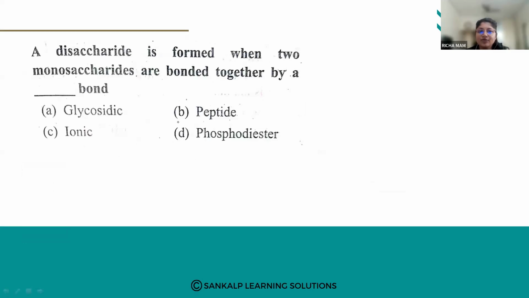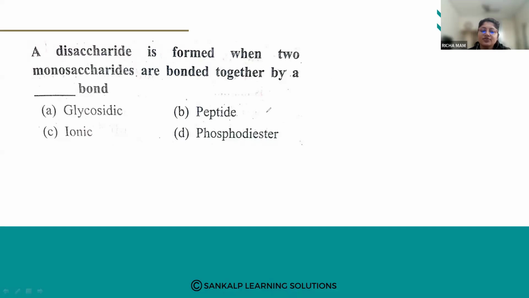A disaccharide is formed when two monosaccharides are bonded together by a dash bond. A, glycosidic linkage; B, peptide; C, ionic; and D, phosphodiester. How is a disaccharide formed? A disaccharide is formed by two monosaccharide units. So how is the disaccharide formed?